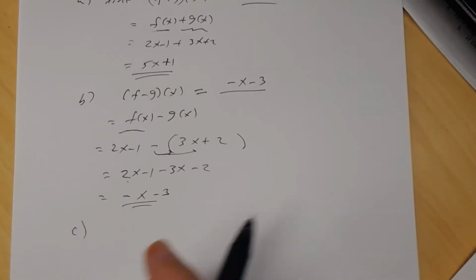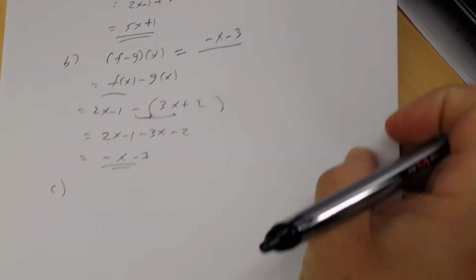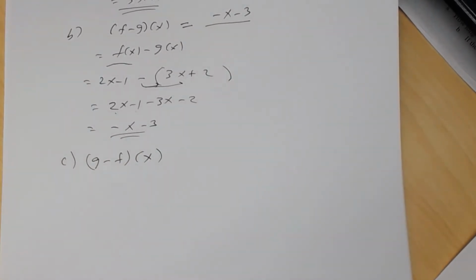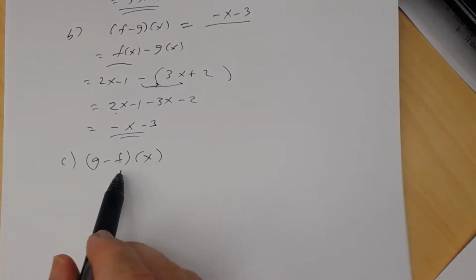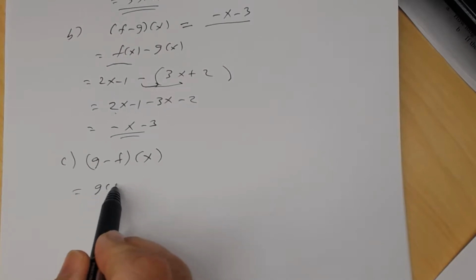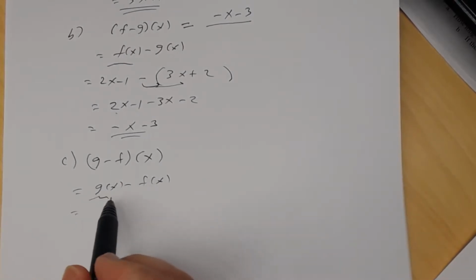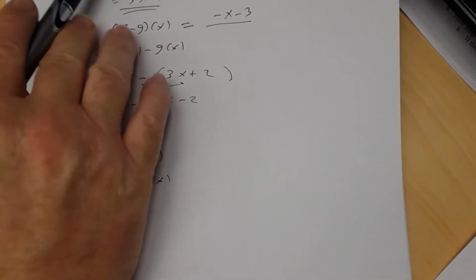Now C, suppose you had g minus f at x. Well, by definition, that is g of x minus f of x. That's what that is. And so g of x, I already know what g of x is.